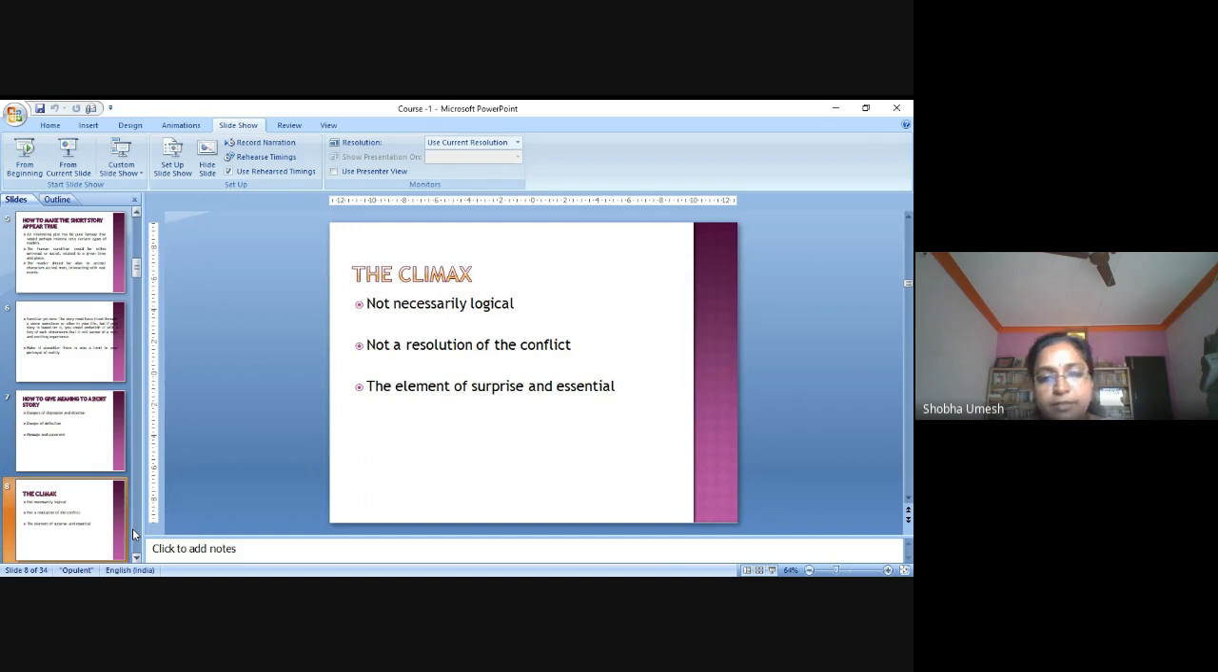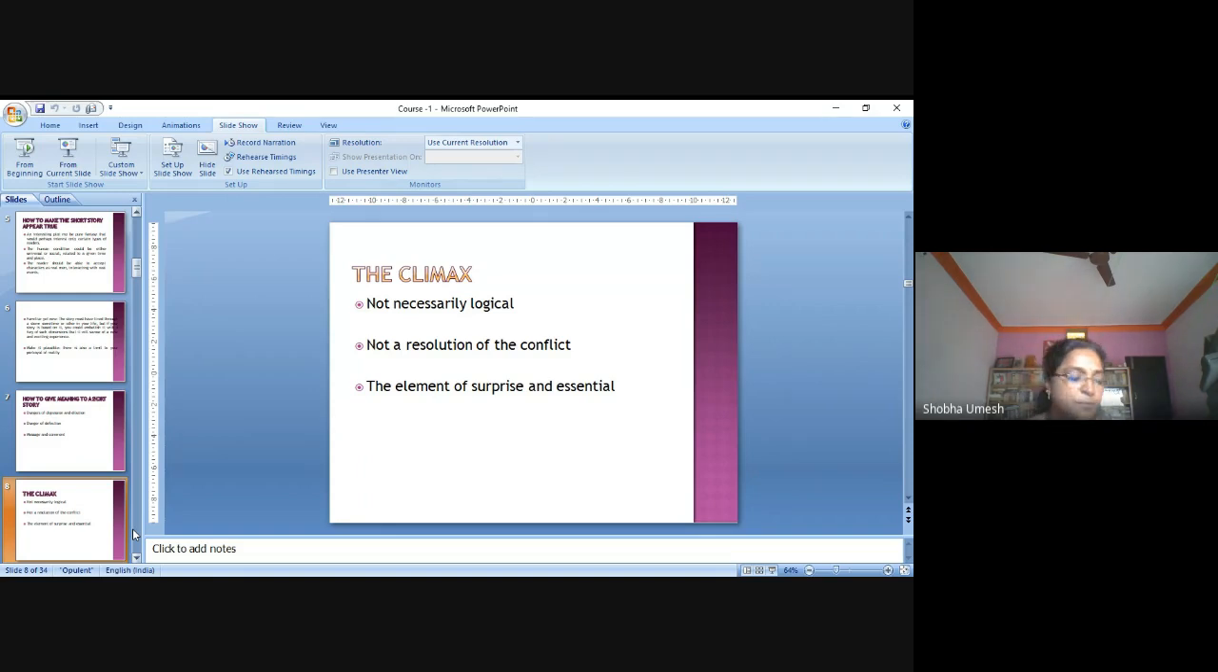The first thing is that the plot plays a very important role. That is the plot and the structure, because it is the central, or we can say the heart and soul of a story. Without plot, there are no characters, there is no narration, no tone, nothing will be there.